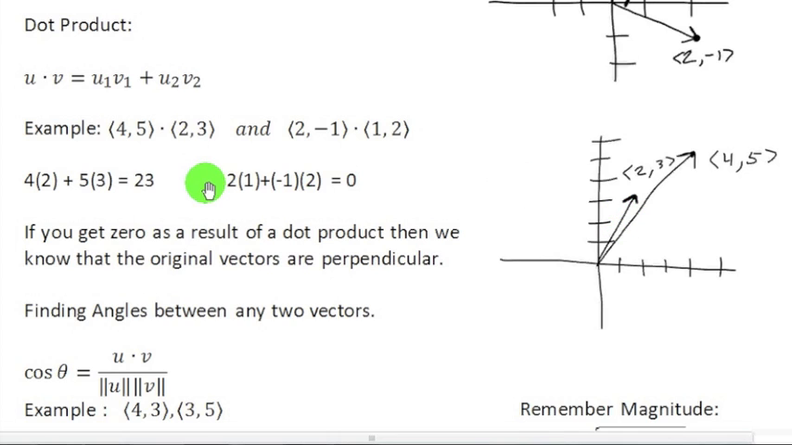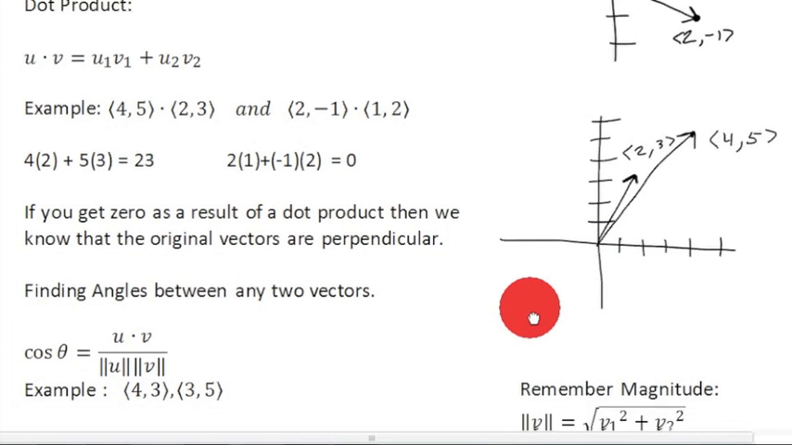What you want to remember about the dot product is simply that if I do a dot product and the dot product is 0, that automatically tells me the angle between the two vectors is perpendicular, or we say 90 degrees. Okay, well, what happens if I have two vectors like this and I would like to find the angle between those two vectors? Well, this is how you'd find that.